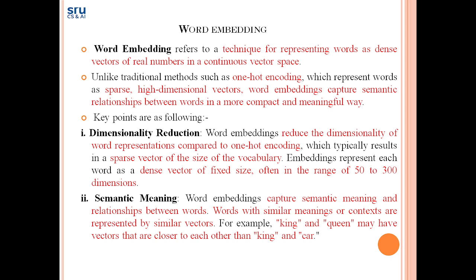Word embedding is a technique for representing words as dense vectors of real numbers in a continuous vector space. Traditional methods such as one-hot encoding represent sparse, high-dimensional vectors. Word embedding captures semantic relationships between words in a more compact and meaningful way.